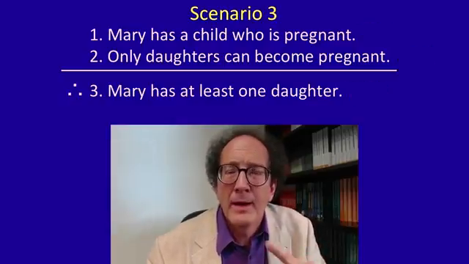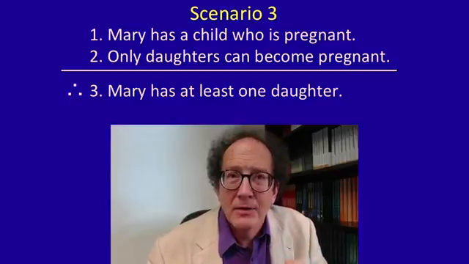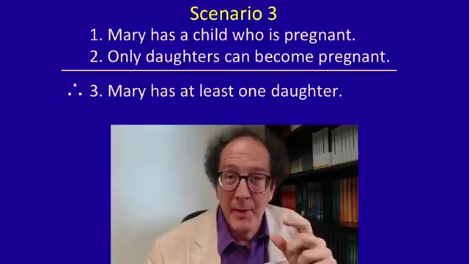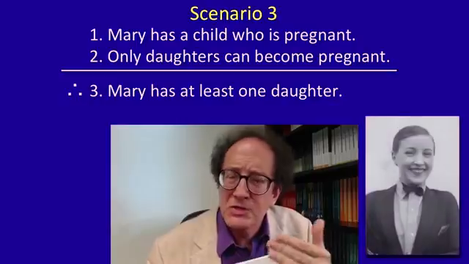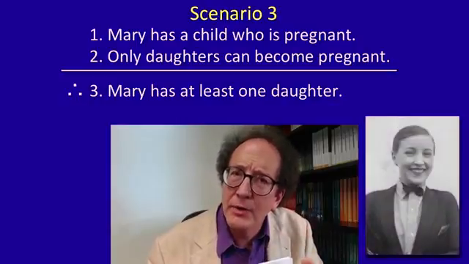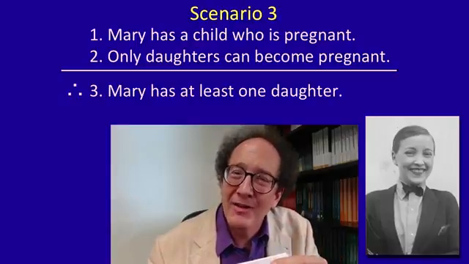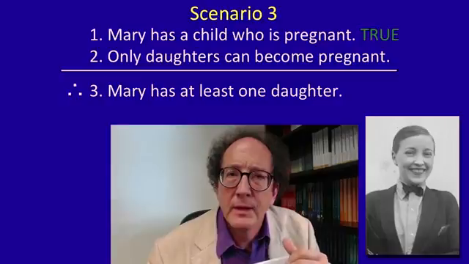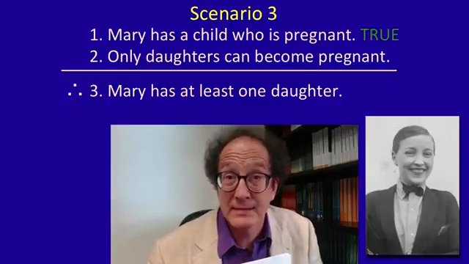Oh, wait, how about this one? What if Mary has a child who is biologically female, but sees himself as a male? And so she sees that child as a male, but that child is pregnant, because after all, they're biologically female. Now, are the premises true and the conclusion false? Does that story make sense?